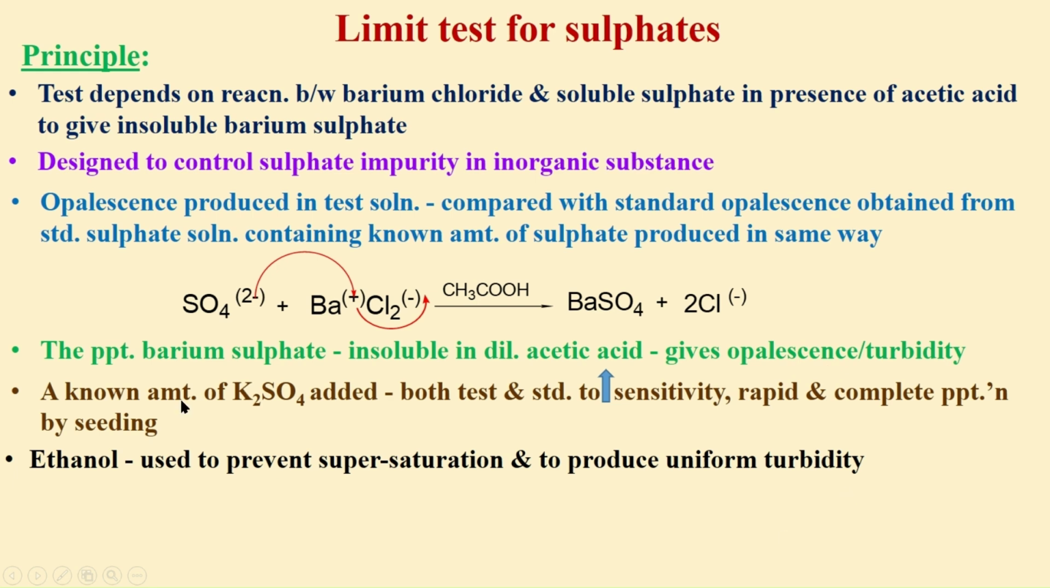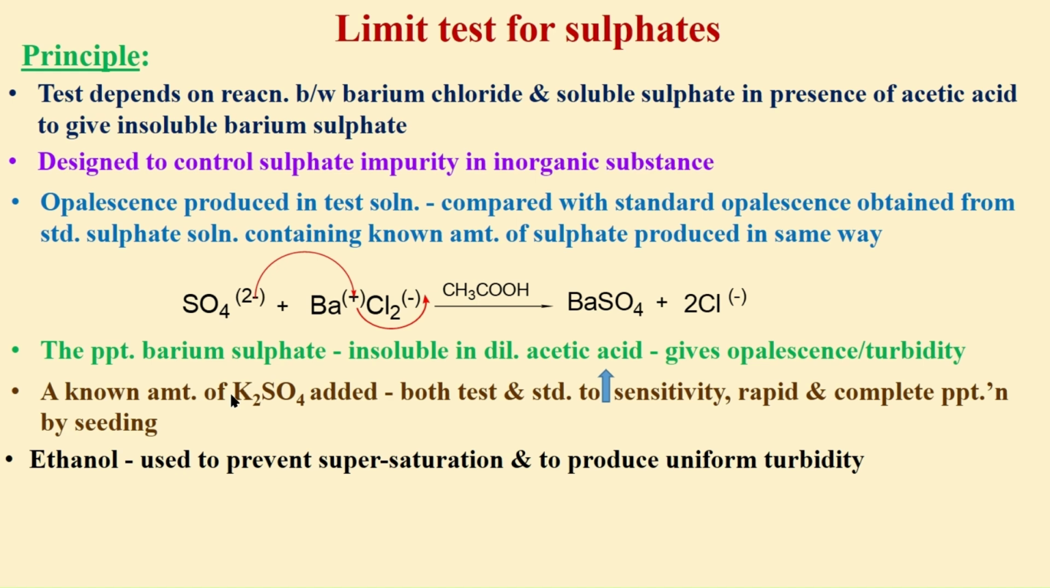Similarly, a question may be asked as a short answer question. The potassium sulfate is added in the limit test for sulfates. Give reason or explain. You have to say that the potassium sulfate added in the limit test of sulfates increases the sensitivity of the reaction, and it helps in rapid and complete precipitation of the barium sulfate by acting as a seeding agent.